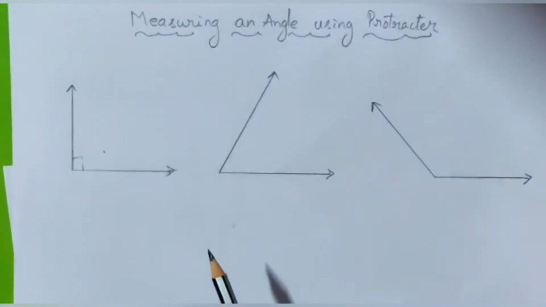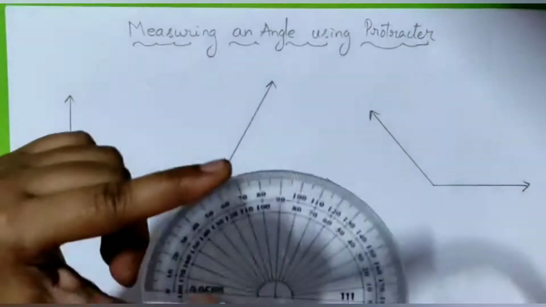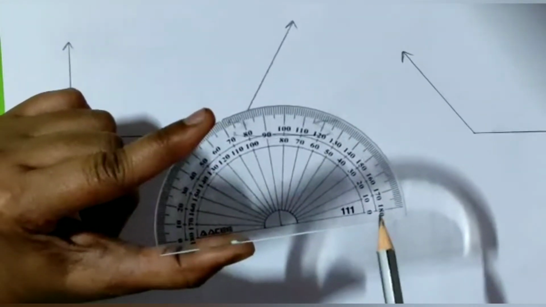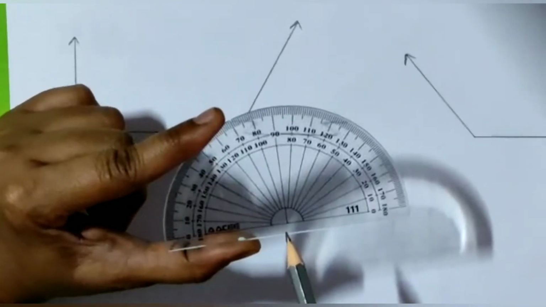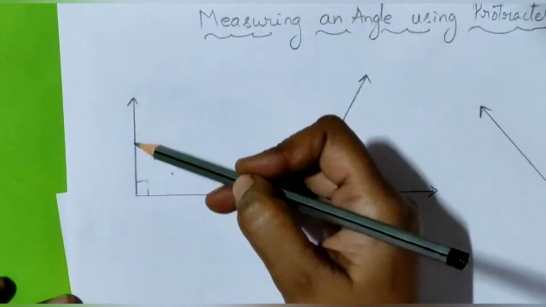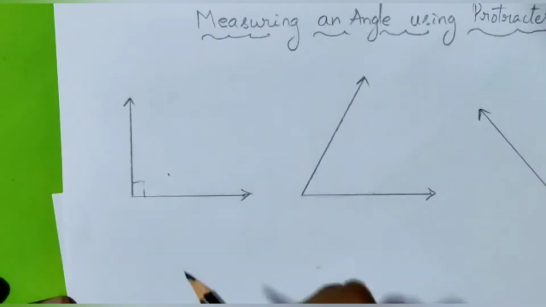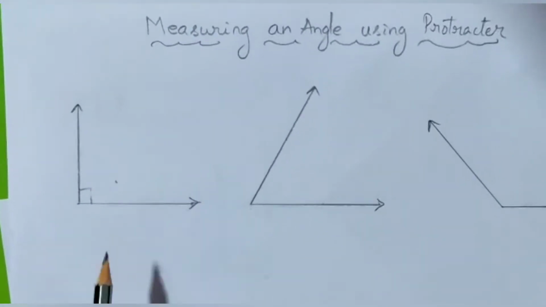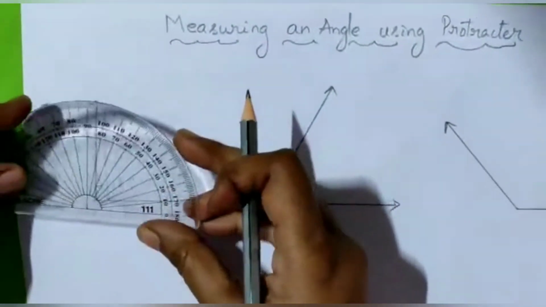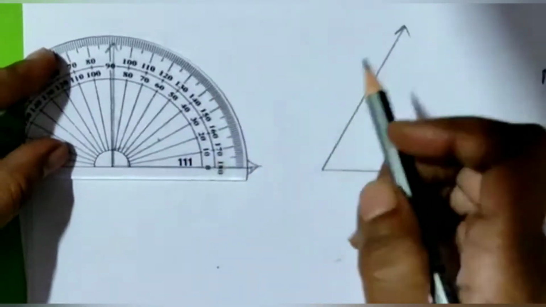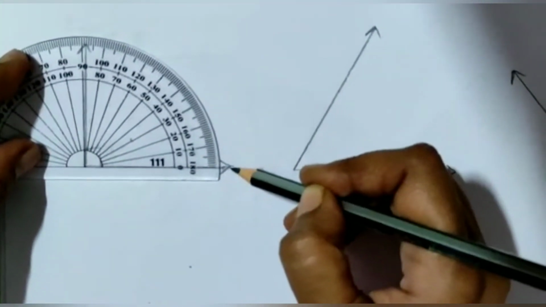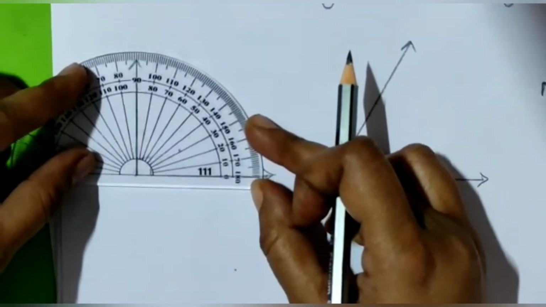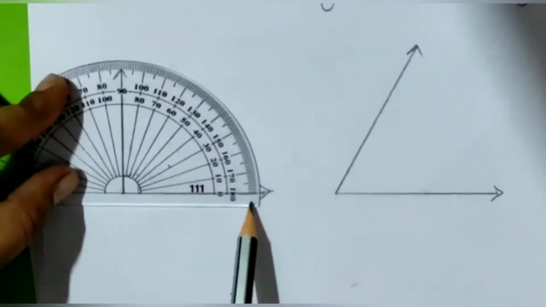Now let us see how to measure an angle using a protractor. Children, this is the protractor that we have. This is the baseline of the protractor, and this is the center point of the protractor. This is the angle that we want to measure. This is the vertex of the angle and this is the base arm of the angle. The center of the protractor and the vertex must coincide. At the same time, the baseline and the base arm of the angle should coincide. It should be like this. Both lines must coincide.